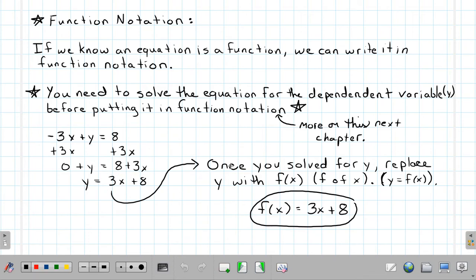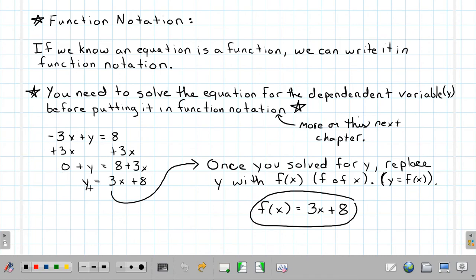But once you have solved it for y, all you do to write your equation in function notation is replace the y with f of x. So what this means is we have a function of x. That means we have a function of the independent variable. So if we have y equals 3x + 8, once we put it in function notation, the only thing that changes is that instead of y, we put f of x equals 3x + 8. So once again, you've got to solve it for y, which, like I said, we're going to talk about in chapter 2, how to solve equations for y.